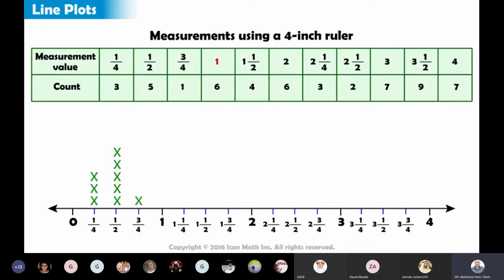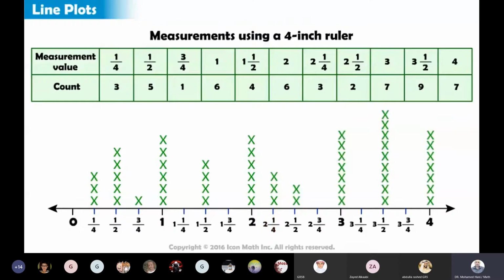Then comes 1 inch with 6 measurements. So we draw 6 crosses. There are no measurements of 1 1/4 inch, so we don't put any crosses. For 1 1/2 inches, we have 4 measurements. So we draw 4 crosses. And we continue drawing crosses for all remaining measurements. Now our line plot is done.